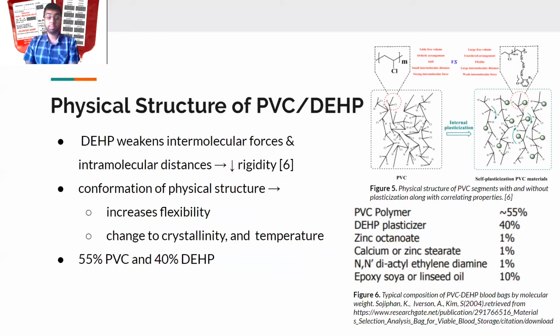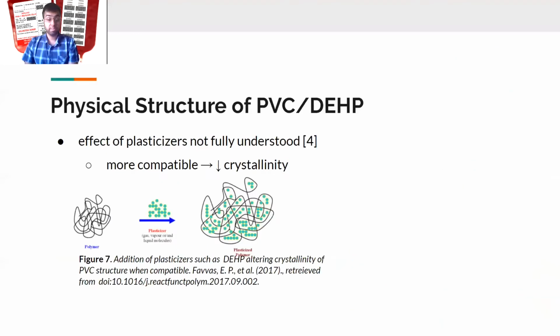When a DEHP plasticizer is added, the conformation change of the polymer's physical structure leads to increased flexibility in regards to lower crystallinity and higher temperature effects, all properties that are preferably needed for blood bags and tubes. Typically, blood bags are found to be comprised of 40% DEHP and 55% of PVC by molecular weight. However, the effects of plasticizers are not fully understood, besides the fact that the more compatible the plasticizer is, the less crystalline the polymer would be.